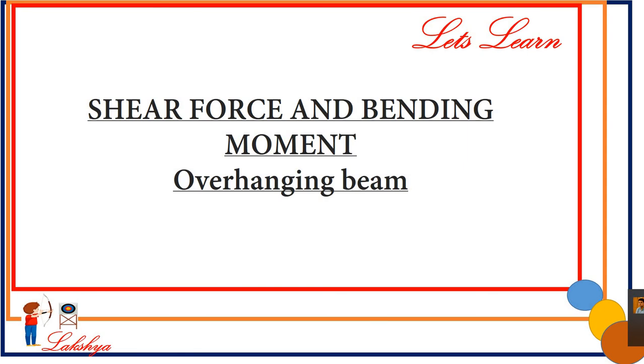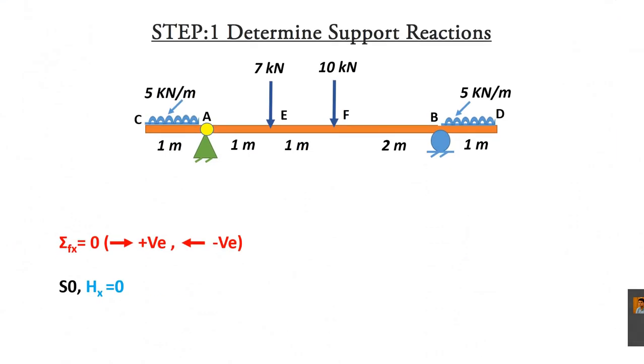Let us solve one more example on shear force and bending moment for an overhanging beam. To determine support reactions, our first step is to determine support reactions. This is our beam. What about the support? The support is a hinge support, right? So what about the reactions? Reactions are two, horizontal and vertical. This one is a roller support, so the reaction is 1, right?